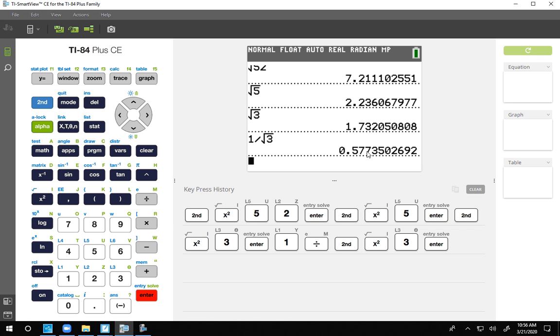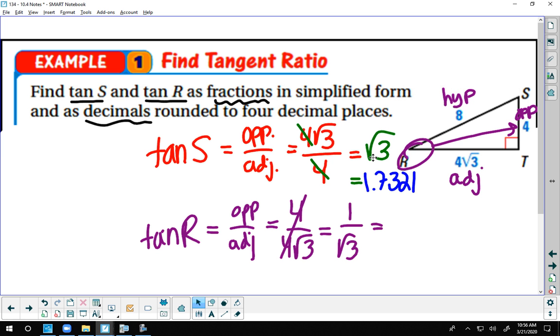0.5774. That 5 is going to round this up to a 4. So 0.5774 as a decimal. And that's how we find the tangent ratio.